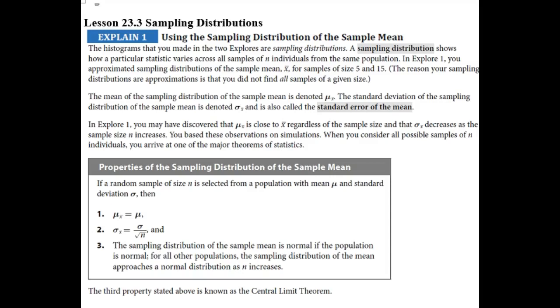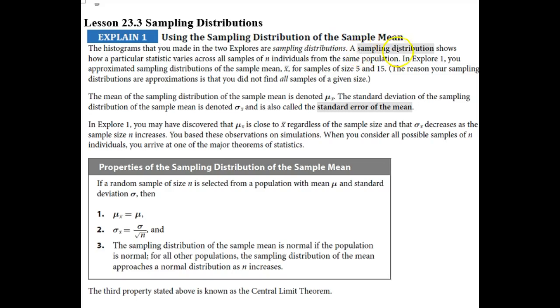Alright, welcome back to 23.3 Sampling Distributions. In Explain 1, we'll be going over using the sampling distribution of a sample mean. So, the histograms that you made in Explore 2, which we could also see in our textbook, are called sampling distributions. Now, let's go over a couple definitions.